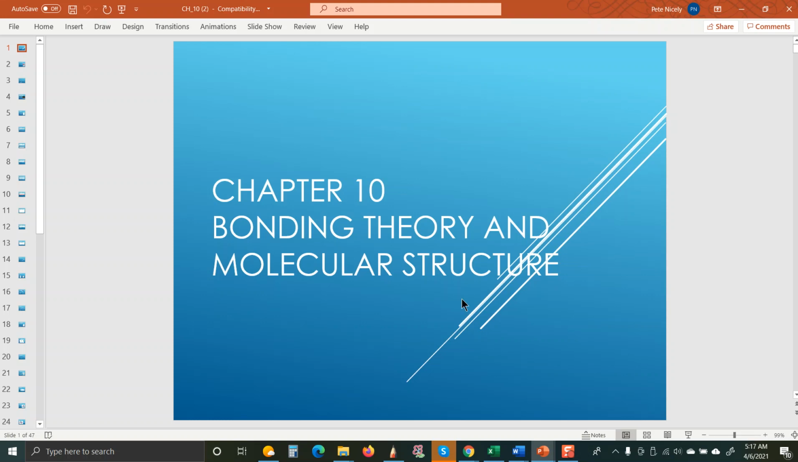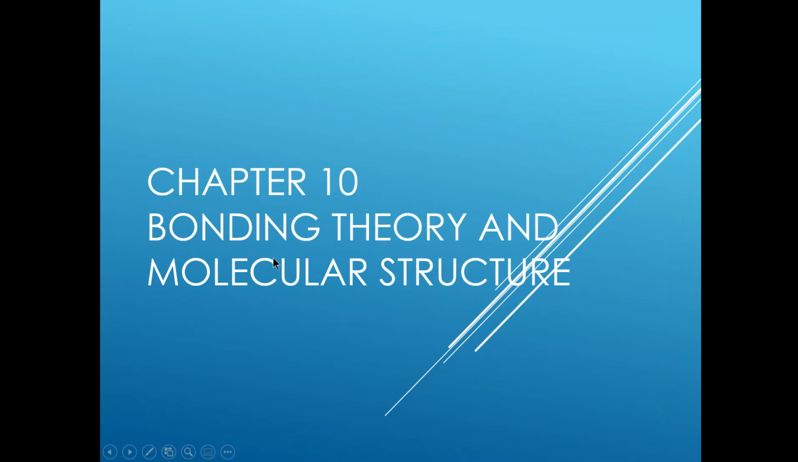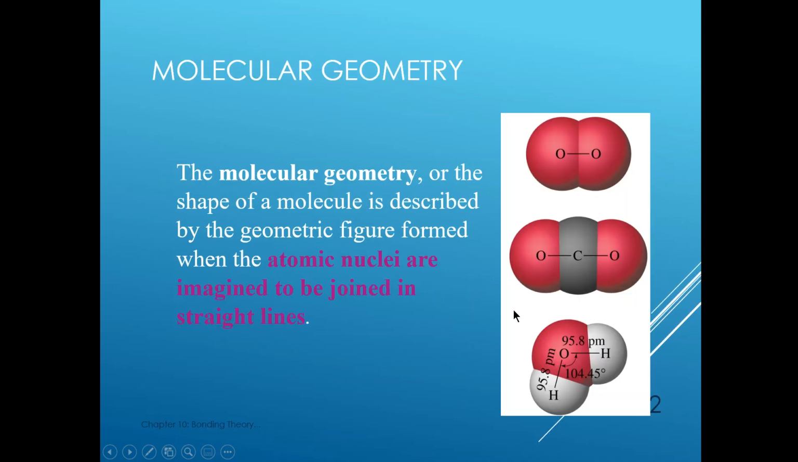Okay, so now we're on to chapter 10, which deals with, as you can see on the screen, the two concepts which are related to each other, bonding theory and the molecular structure. Now, the first thing we're going to talk about here is the whole idea of molecular geometry, which basically means the three-dimensional shape of a molecule, all right?